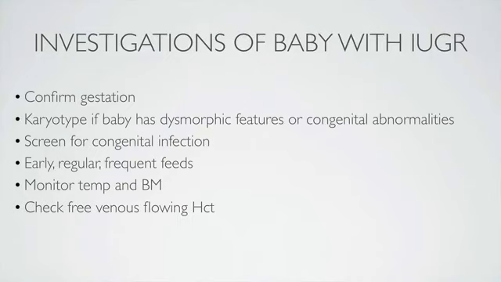So we need to screen for congenital infection. Has the mother had rubella during pregnancy? We need to ensure that there are early, regular and frequent feeds, and we need to monitor the temperature and sugar of the baby, because these babies get hypothermia and low sugar. And last of all, we need to do a venous blood test to check the hematocrit. So this is to check for polycythemia.